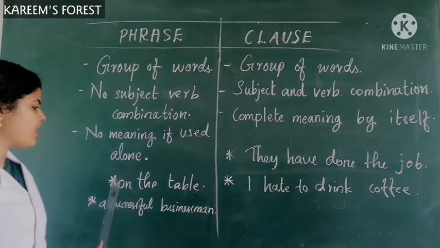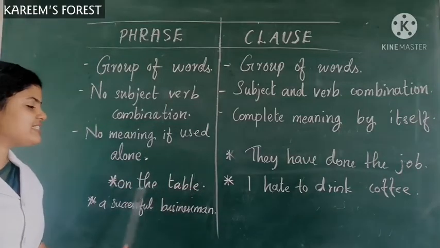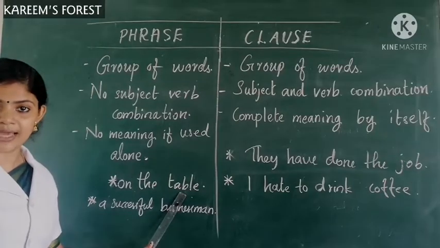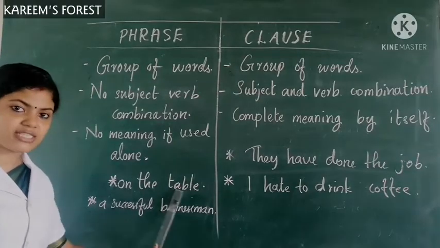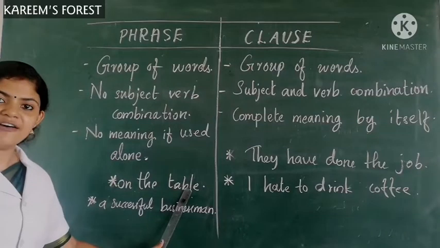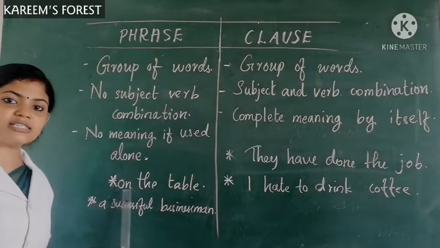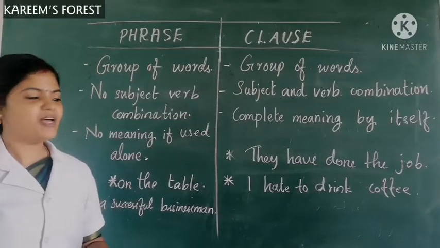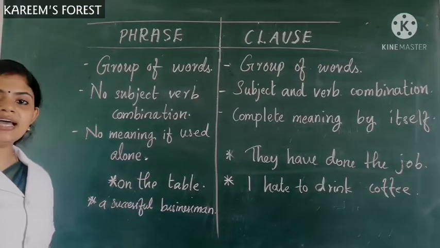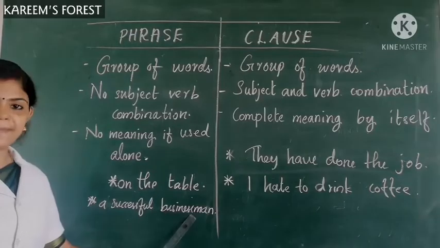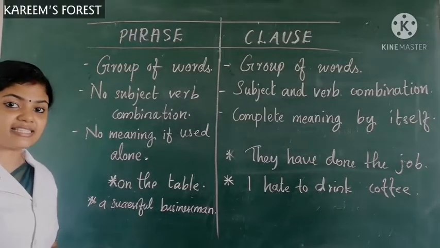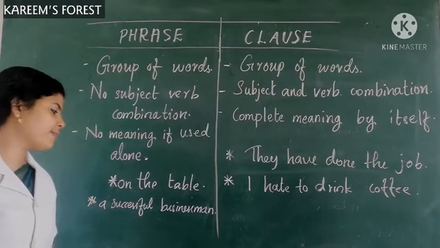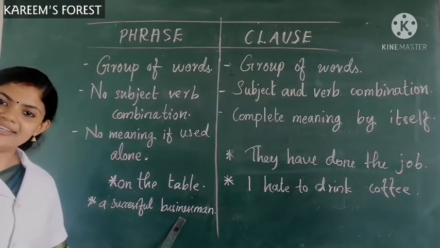See the examples on the table. Can you see any subject here? Like she, he, they. No, there is no subject or verb in this phrase. Here also it is a group of words, but there is no subject or verb. So this is a phrase. Another one, a successful businessman. Is there any subject? No. Is there any verb? No. Okay. So this is also another phrase.